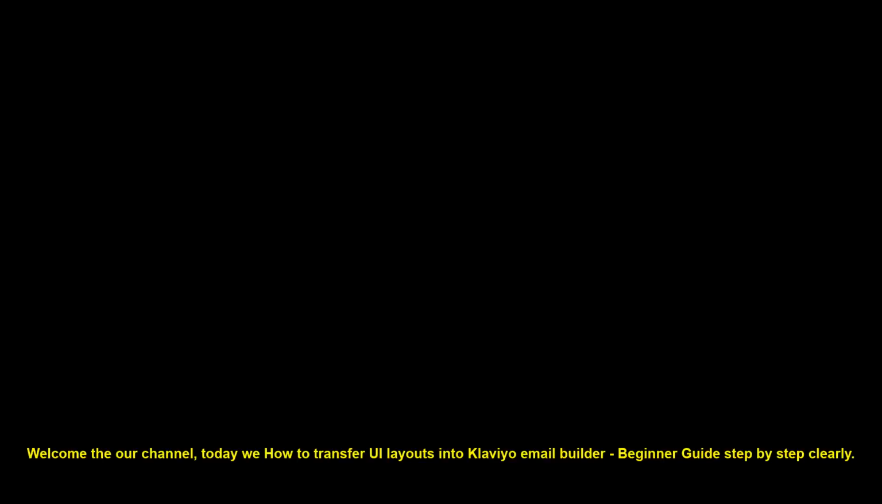clearly. Start by logging into your Klaviyo account. Navigate to the email section of your dashboard. Click on the Create Campaign button to begin. Select the email option from the drop-down menu. Choose a name for your campaign and click Continue. This will take you to the email builder interface.